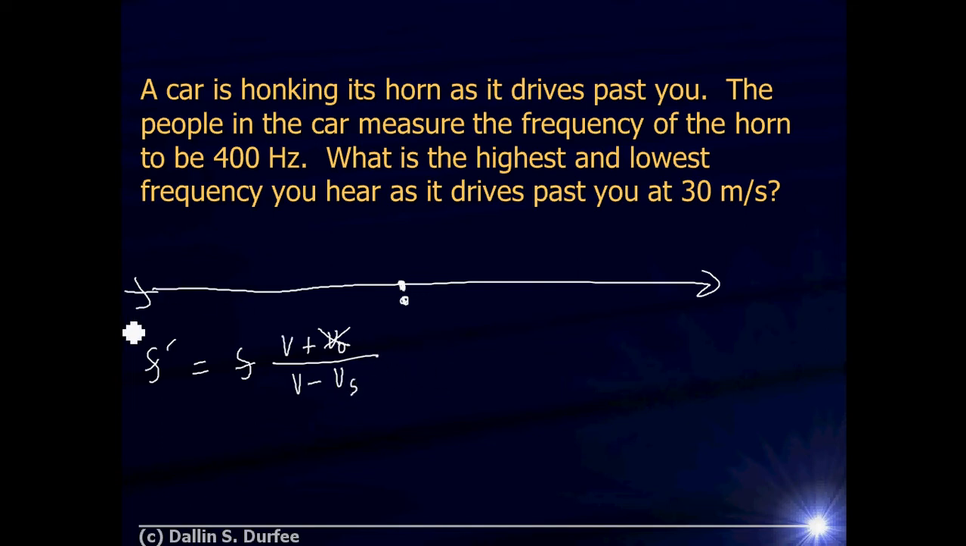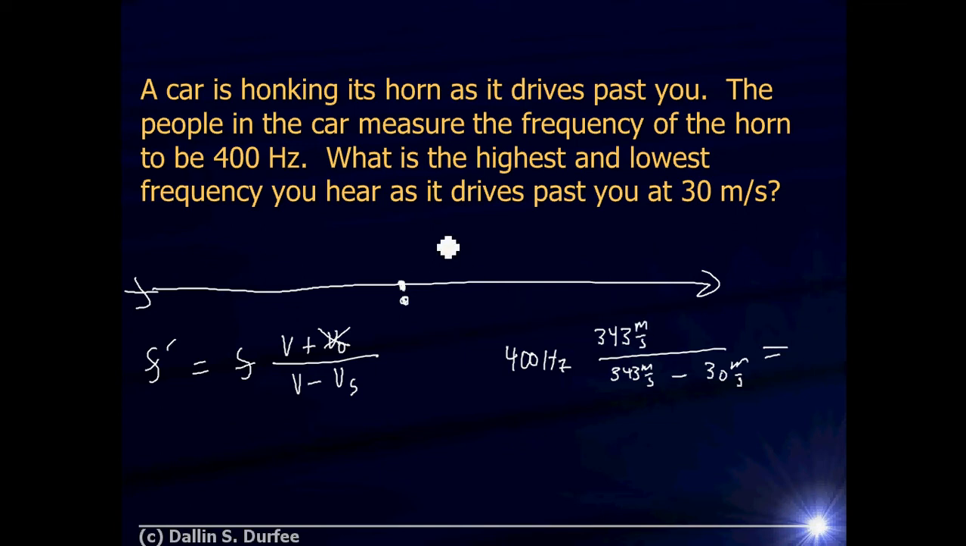So when we're over here, when we get our highest frequency, we plug in 400 hertz. Then we plug in here the speed of sound, which we'll assume is 343 meters per second, and then we have down here 343 meters per second. And then we're going to put a minus sign when the car is approaching us, 30 meters per second. You plug that in and you get your answer.